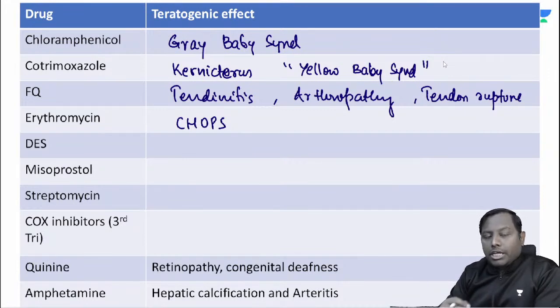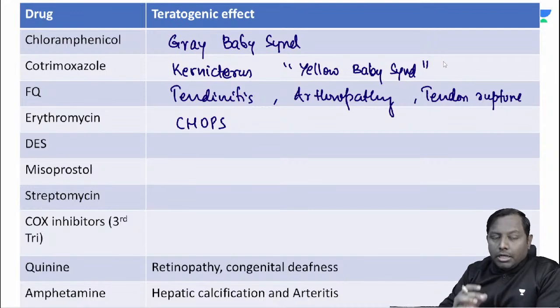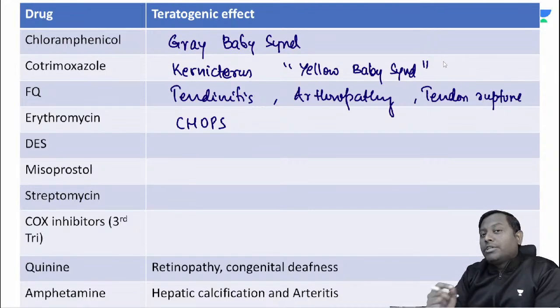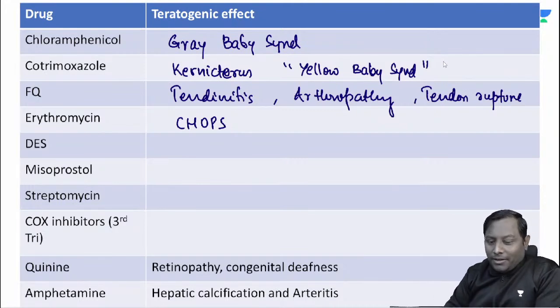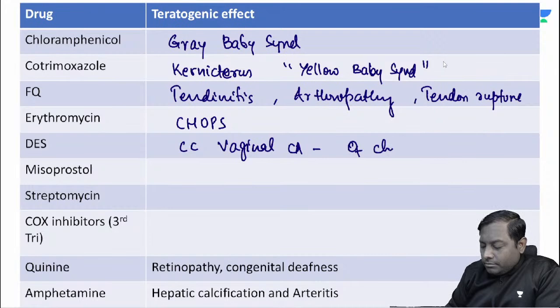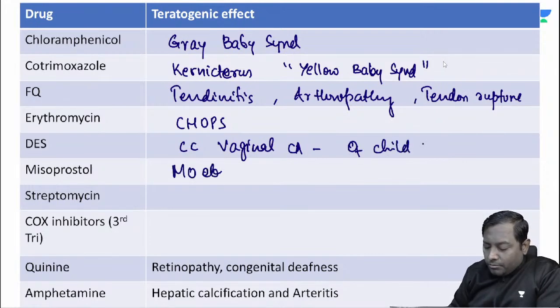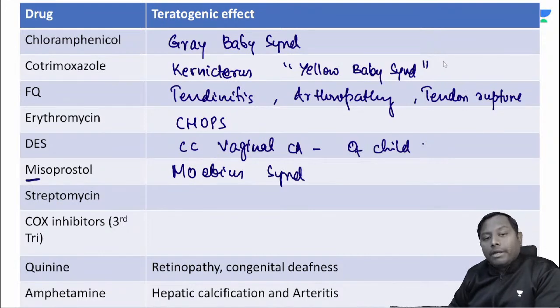Which of the following drug exposures could have caused this one? Either they will ask which drug, or a surgery question also comes, which surgery you will be doing here. Okay, diethylstilbestrol, they will be leading to what? Vaginal carcinoma. Okay, clear cell vaginal carcinoma in the female child. Okay, misoprostol, that will be leading to what? Mobius syndrome. Let's quickly revise. Mobius syndrome, misoprostol should not be given.